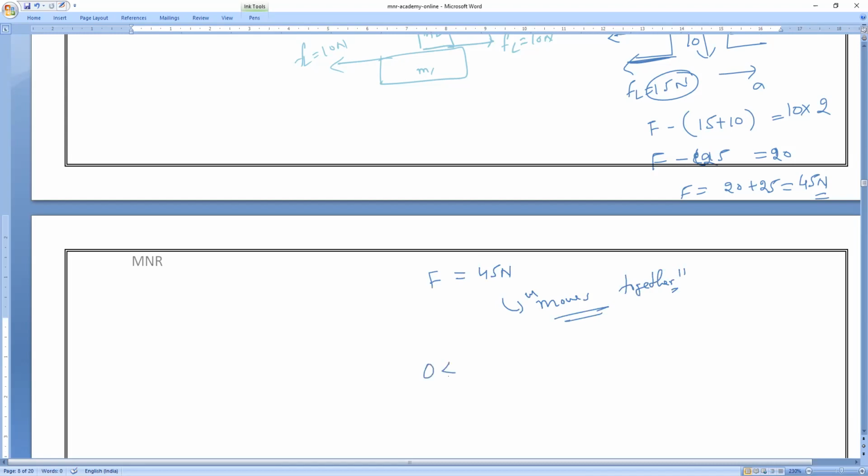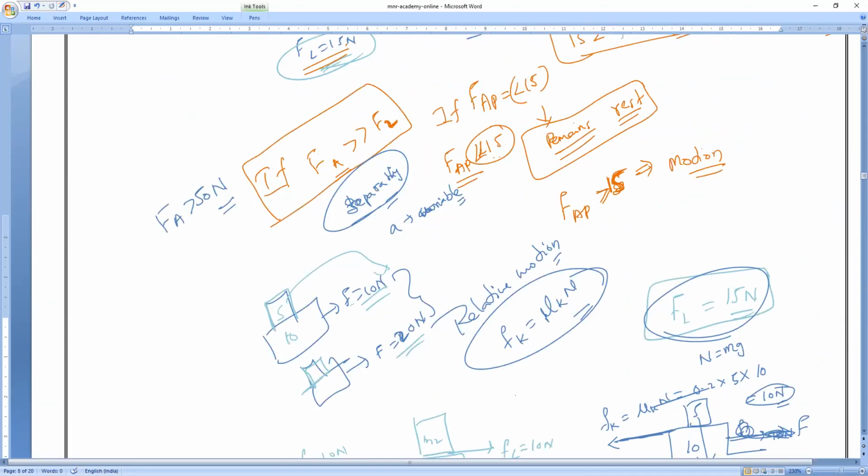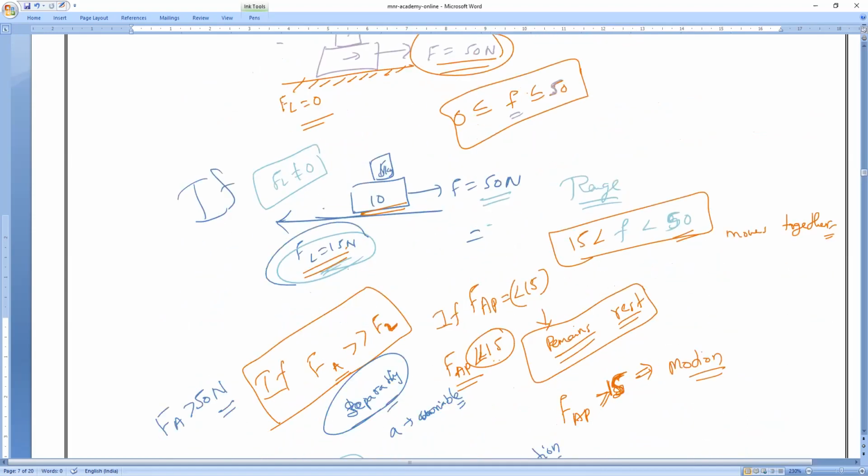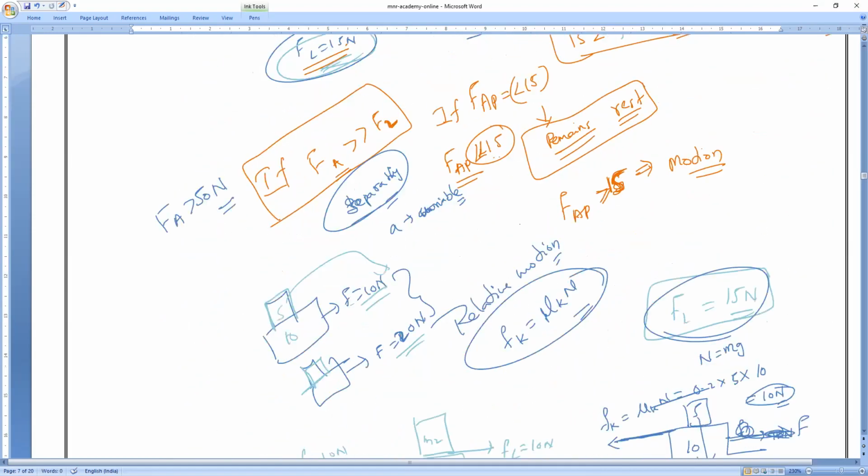When will they move together? When the force is from 0 to 45. If it is greater than 45, you all know. Now if I write the range as 0 to 45, is it right or wrong? That is my question to you guys. I will say it is not correct. Anybody can tell me? Sir, already we have found F limiting. Yes, already we got it. F limiting is equal to how much? F limiting is equal to 15 newtons.